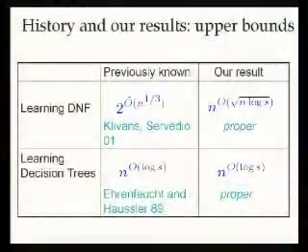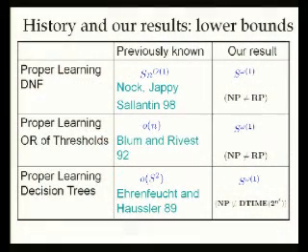Can I ask you a question? Yes? Do you know what sort of hypothesis was used in the Ehrenfeucht and Haussler paper? I don't really remember. Do you? I don't know. I was just wondering. It's not a decision tree. I don't remember. In this paper, it's a low degree polynomial. Yeah.